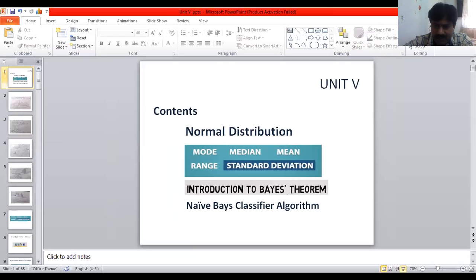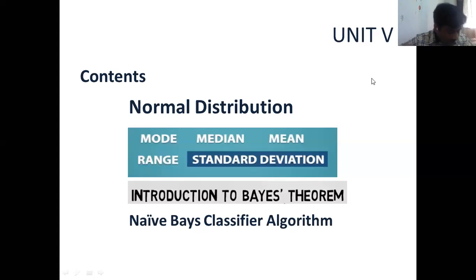Today's lecture is based on unit number 5. Unit number 5 starts with these points. The first one is normal distribution, then the second is Bayes theorem and naive Bayes classifier, and after that the naive belief network is there. Mid, mode, these are the definitions we will need to know in this unit. So I kept that in the presentation.